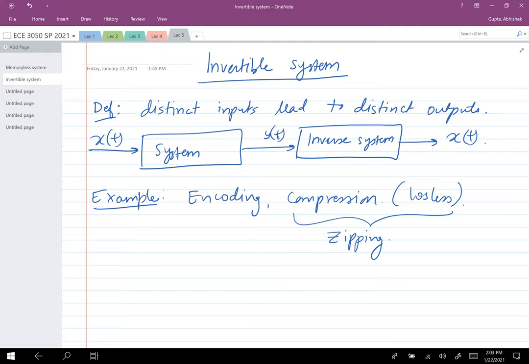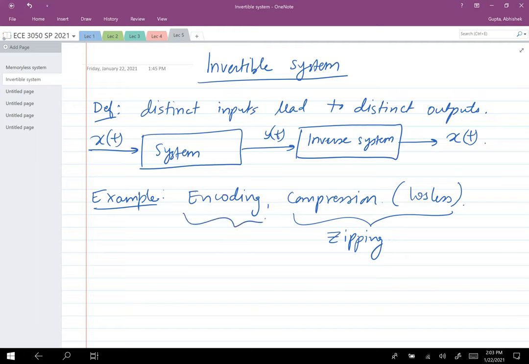I'll give you some assignment about this lossy compression at some point in the future when we study Fourier transform and stuff. One of the earliest compression schemes was using Fourier series to compress files. So it's a very important class of compression schemes.